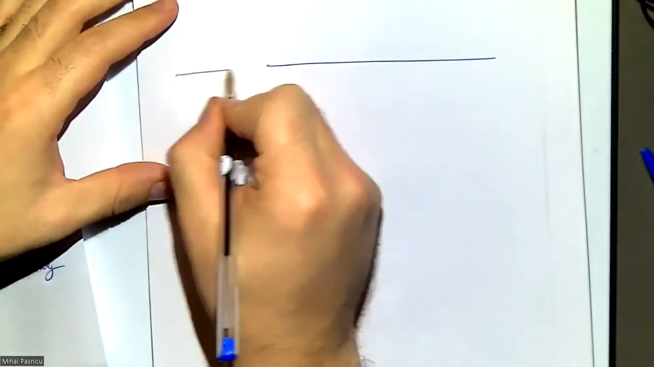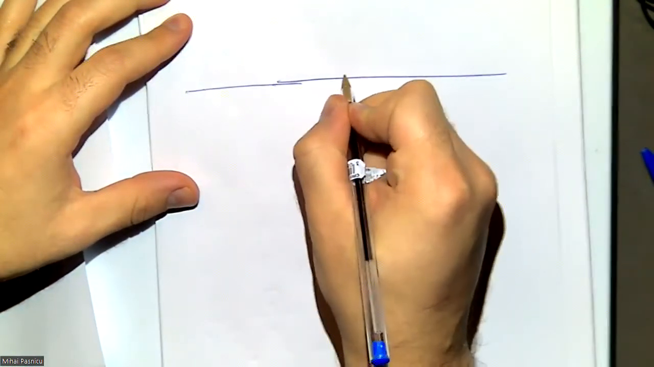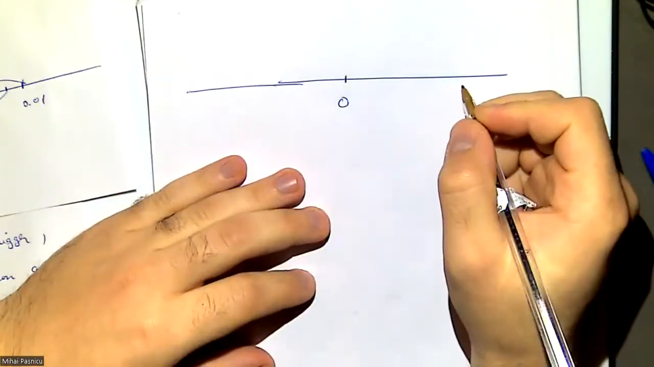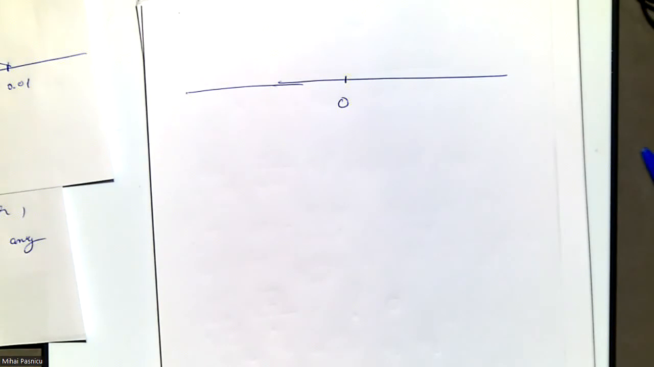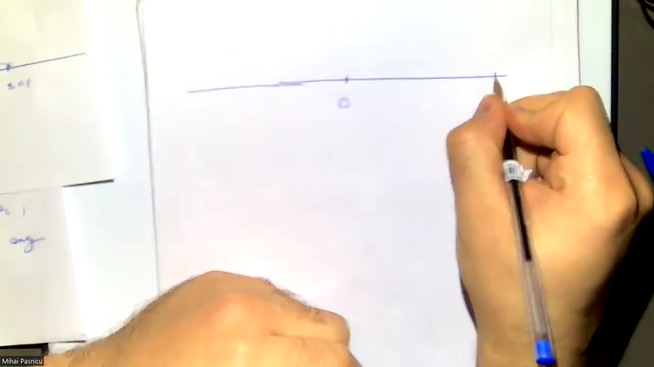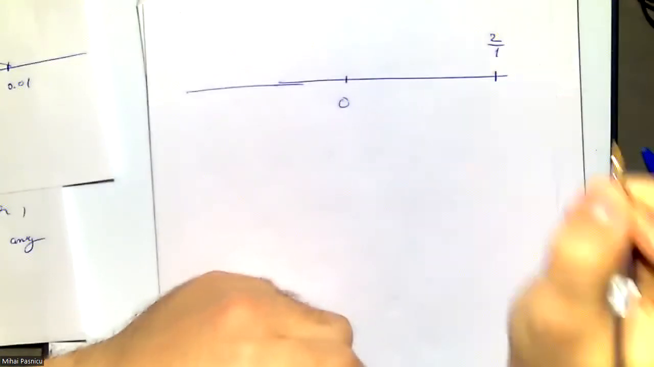This is your OX axis, okay? And this is 0. And let's take an example. Let's put C is equal to 2. And let's start at x equals 1. Okay, this is my 2/1.